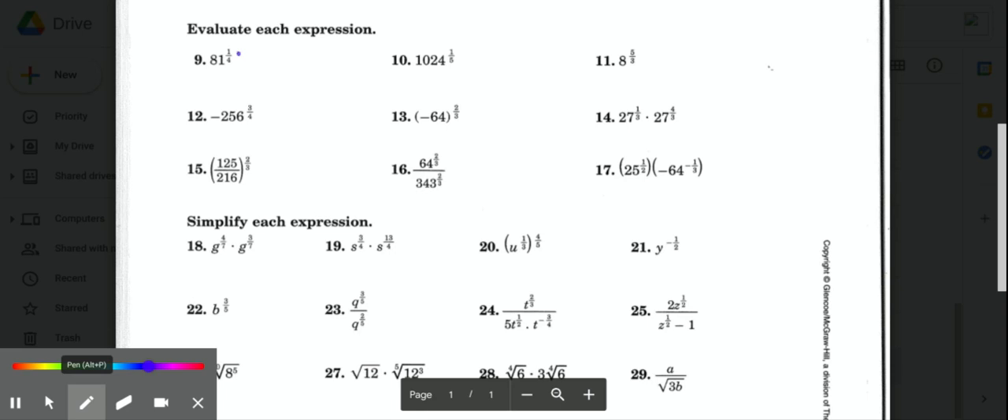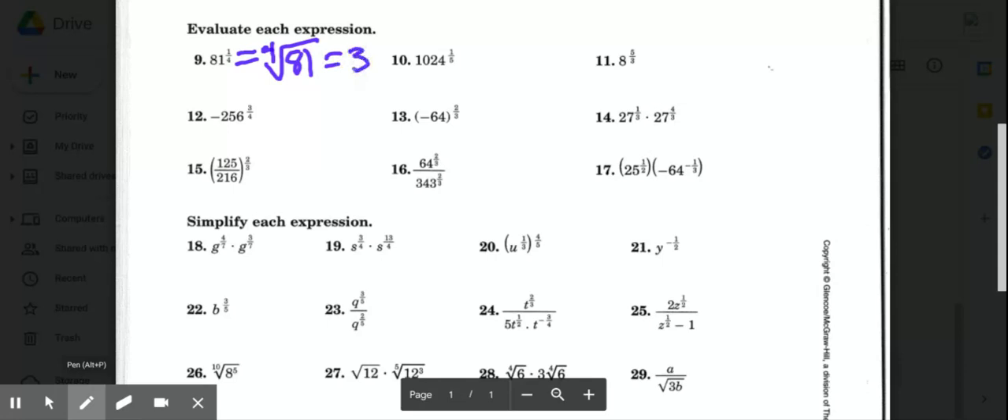A lot of times it's easier to think of them as radicals, so I'm going to rewrite 81 to the 1/4 as the 4th root of 81, okay? So I'm thinking, what number times itself 4 times will give me 81? And the answer is going to be 3, because 3 times 3 times 3 times 3 is in fact 81. And again, your calculator will do that as well.